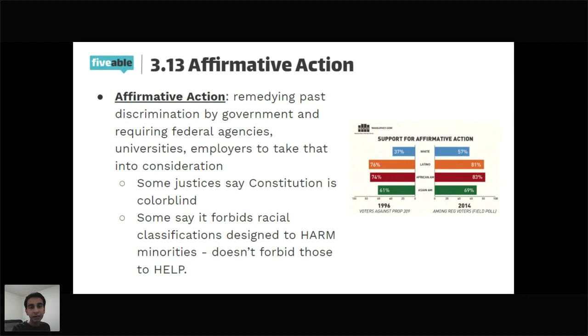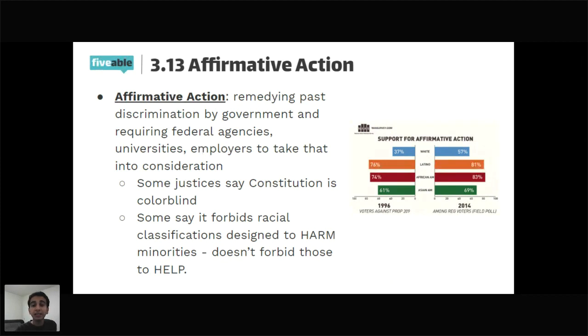Some say it forbids racial classifications that are designed to harm minorities, but it doesn't forbid those that are designed to help. So affirmative action technically helps minorities. So that's some people's arguments. Some arguments for affirmative action are that it helps make up for those past injustices, and it would help increase the number of women and minorities in desirable jobs, and that's important.